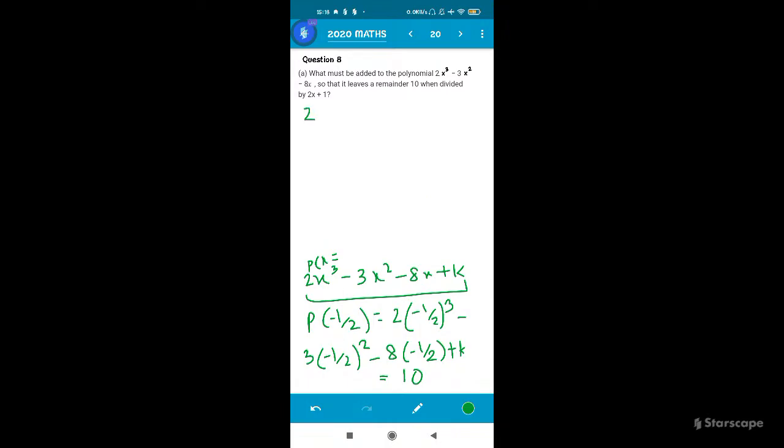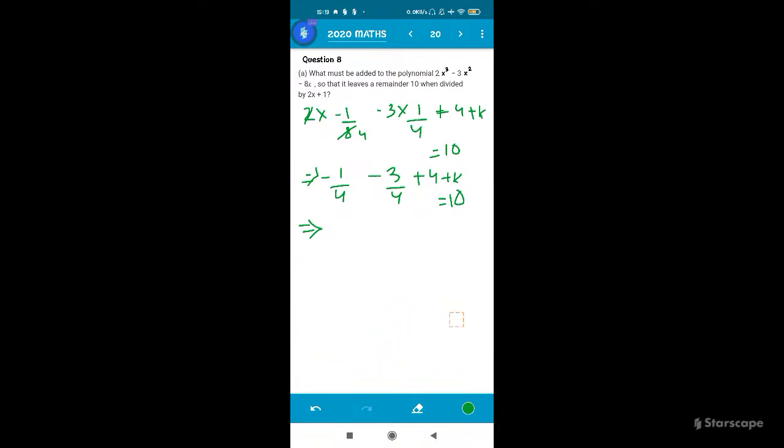So we are getting 2 into minus 1 by 8, then minus 3 into 1 by 4, minus 8 into minus half. We can directly cancel it out. It will be plus 4. So plus 4 plus k is equal to 10. That means if you solve it, you are going to get minus 1 by 4 minus 3 by 4 plus 4 plus k is equal to 10. It's a simple linear equation, so we have to just simply find out the value of k in this case.